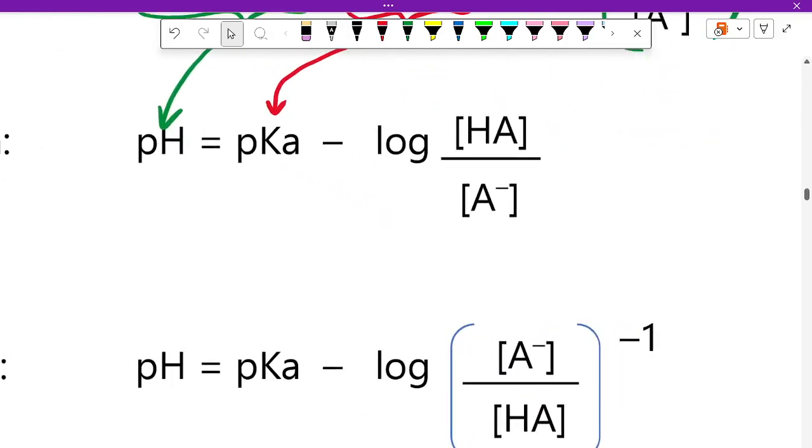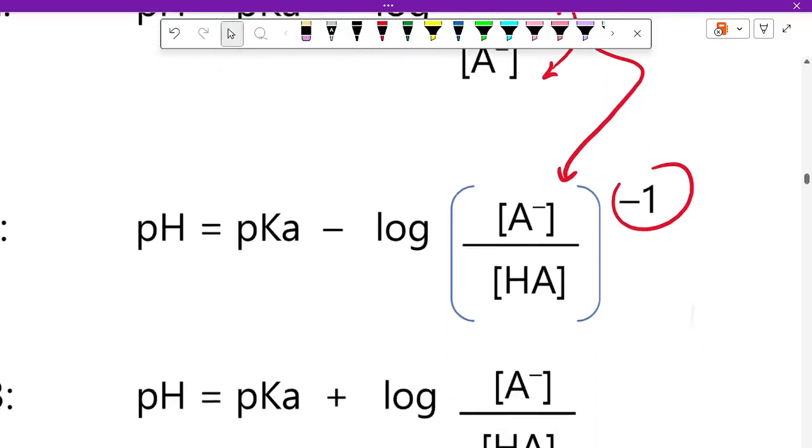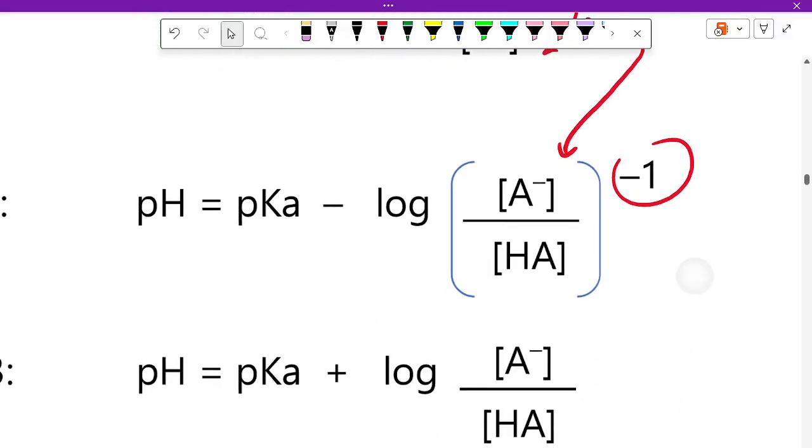So what we're going to do is take the negative log of A over HA. You notice we've flipped this upside down? But it's still equal as long as we put this little negative one here. Okay? So if that's the case, then this becomes a plus.